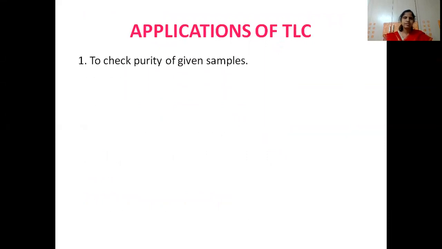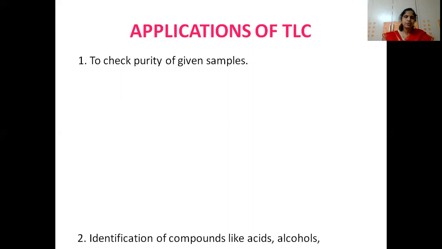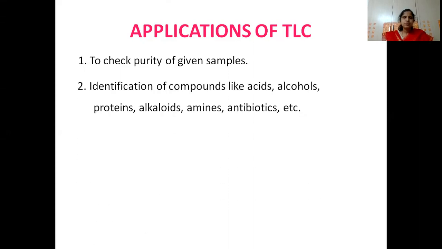So what are the applications? In the starting itself, I have explained this. TLC is used to check the purity of samples. You can check whether a sample is pure or not, because all the adulterated food items can be checked using TLC, whether they are adulterated or pure. Then it is also used for identification of compounds with functional groups like acids, alcohols, proteins, alkaloids, amines, antibiotics. All these organic functional groups can be identified by using TLC.